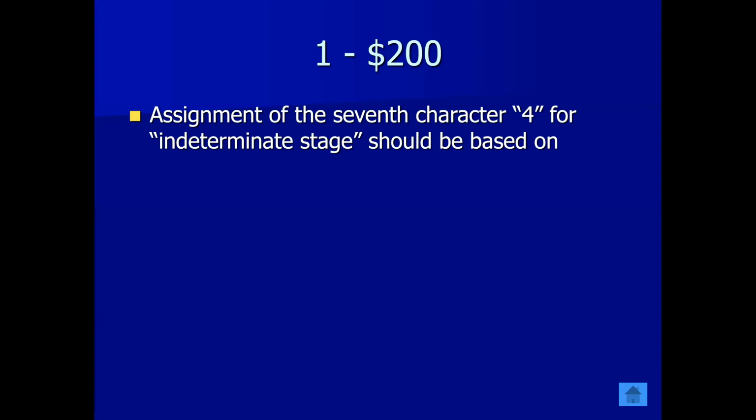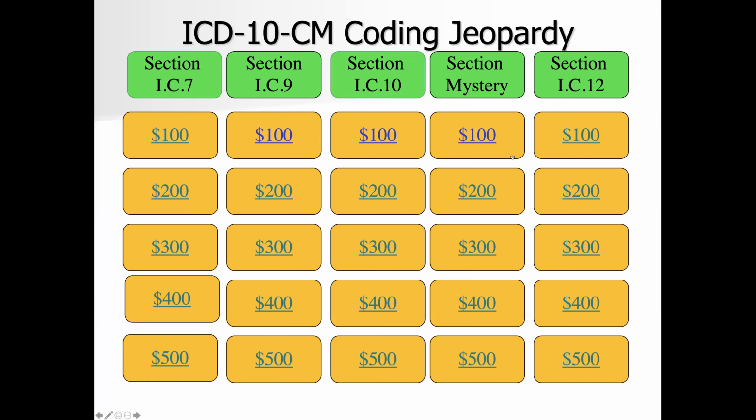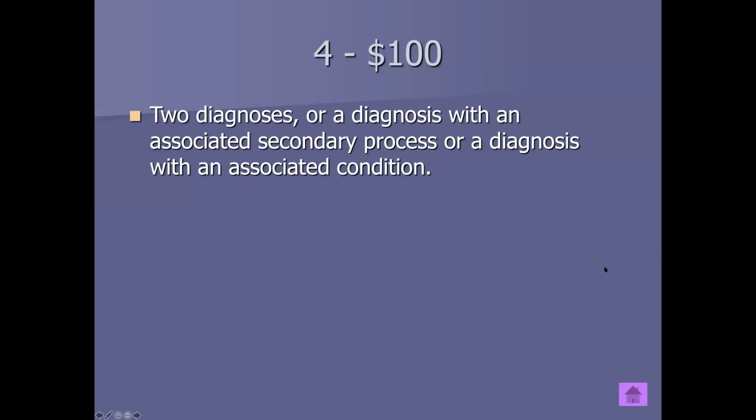What is the clinical documentation? That is correct for Sheila. All right, next up. Two diagnoses, or a diagnosis with an associated secondary process, or a diagnosis with an associated condition. What is combination code? That is correct for Markeisha.